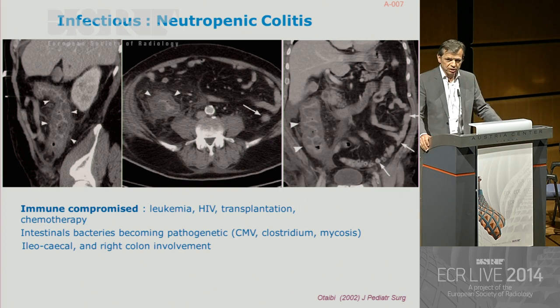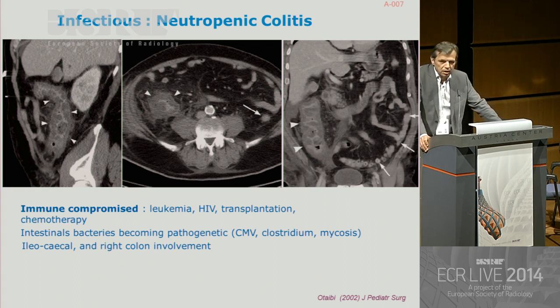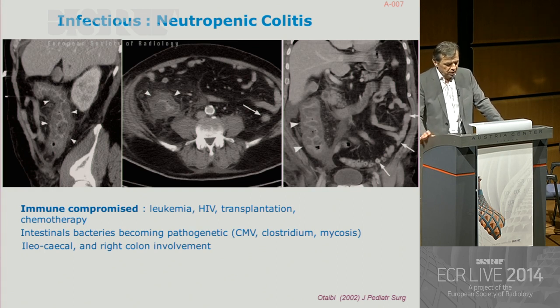Typhlitis or neutropenic colitis is encountered only in immune-compromised patients, and the most common patients are those with hemopathy who are treated by chemotherapy. This is right. Generally, most of the time, it's right colitis, with cecum involvement, right colon involvement.